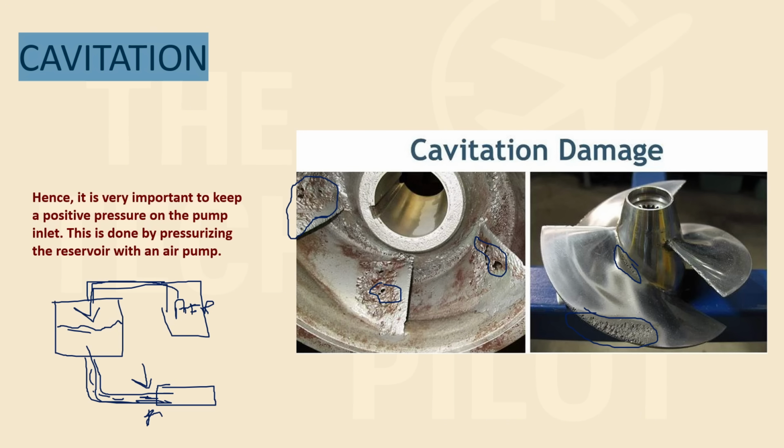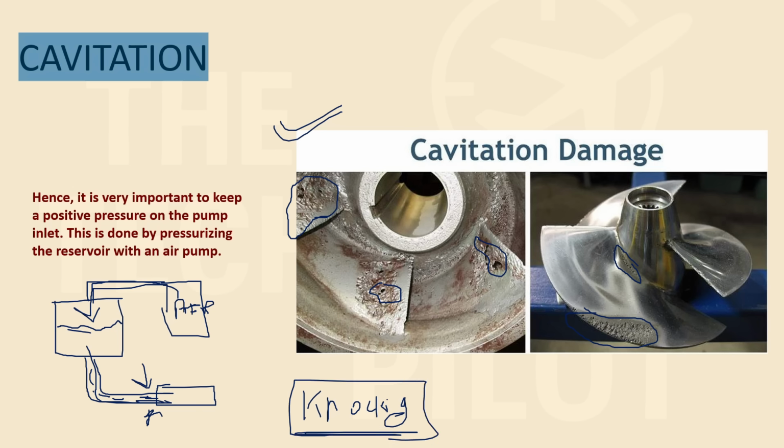Otherwise, there will be air, and the air will flush out. It will create vacuum, and the vacuum will then cause pump cavitation, and it will result in this kind of damage to the pump. And when cavitation is happening, it creates a knocking sound. This is also a DGCA question, that it creates a knocking sound when you have pump cavitation. And it can be avoided by keeping a positive pressure on the pump.